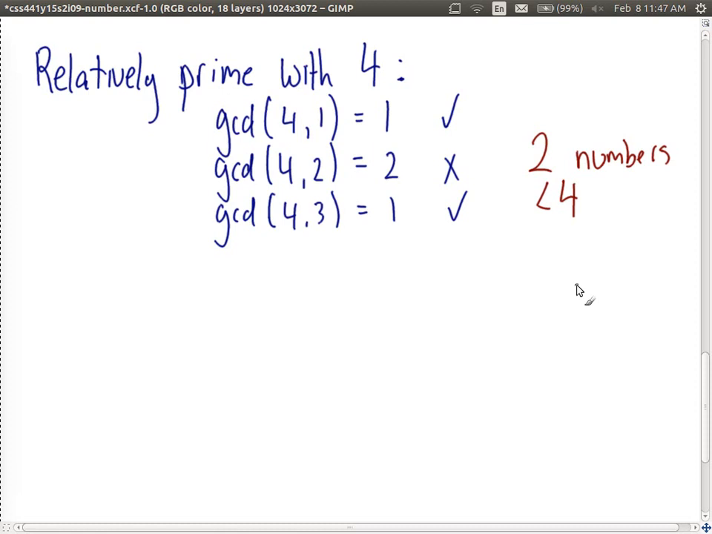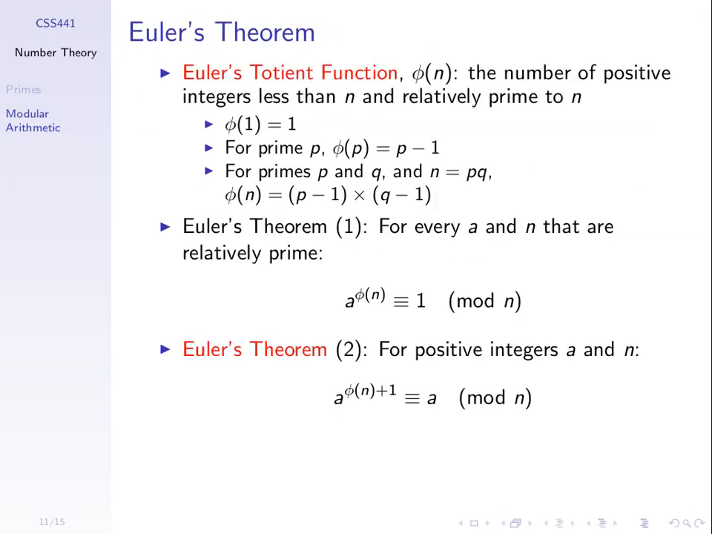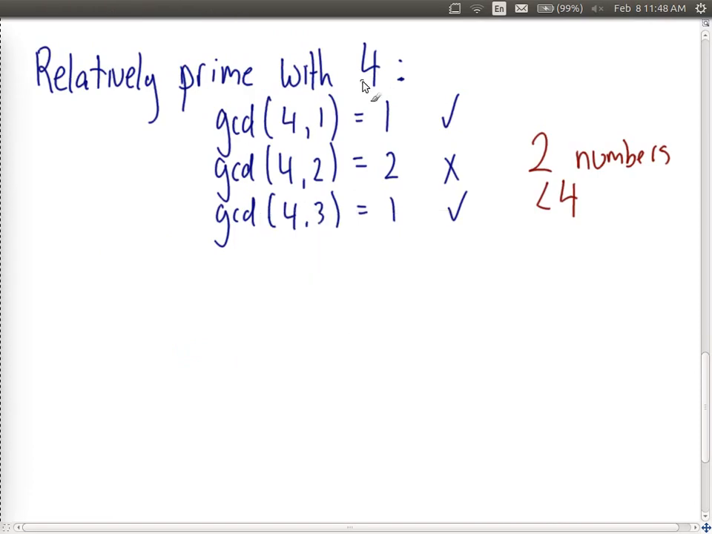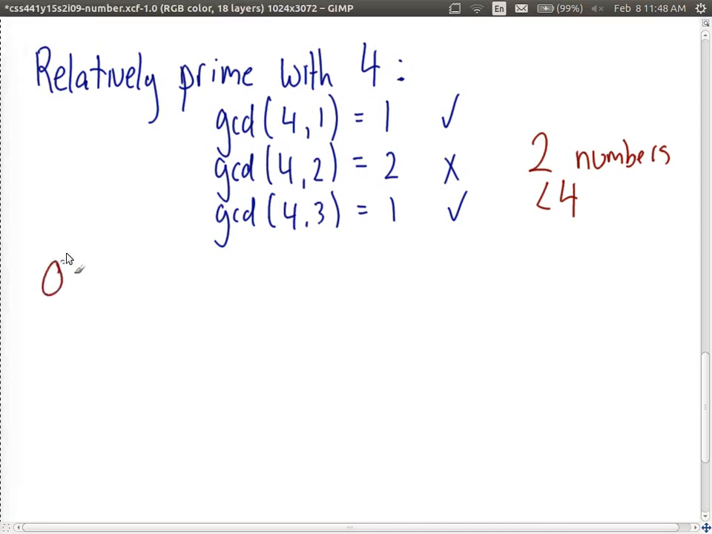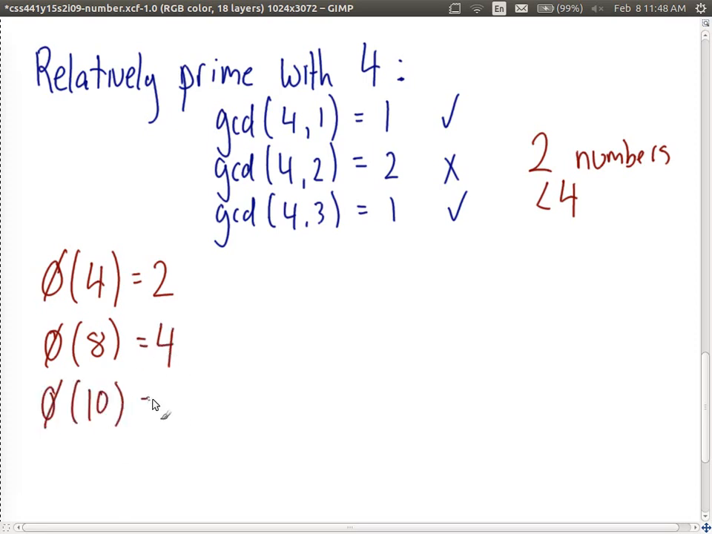The number of numbers less than n which are relatively prime with n is called Euler's totient function, spelt E-U-L-E-R-S. We say, easier to say, the totient of n is the number of numbers less than n which are relatively prime with n. The totient of 4 equals 2. The totient of 8, from our previous example, is 4. The totient of 10, from our previous example, we counted 4 numbers.